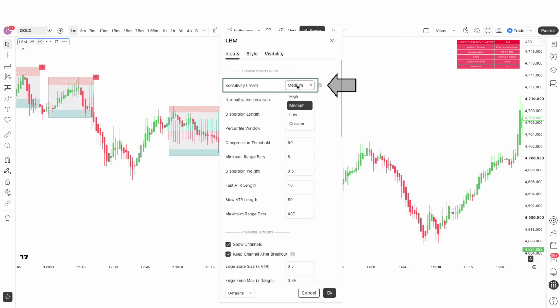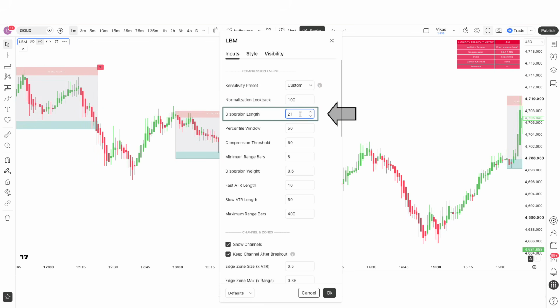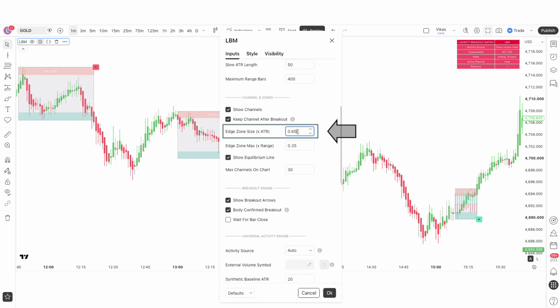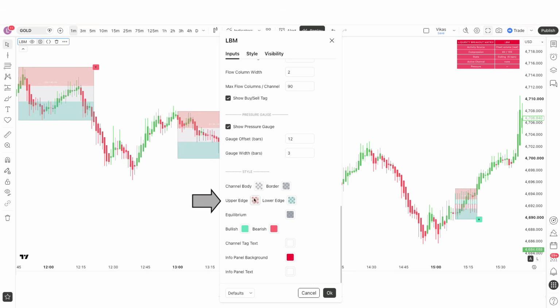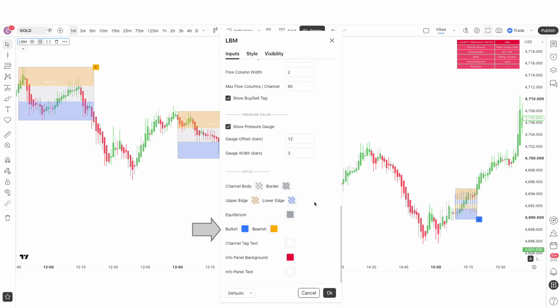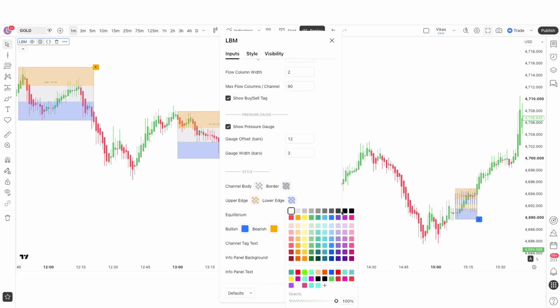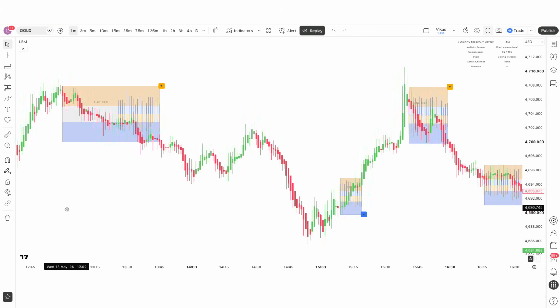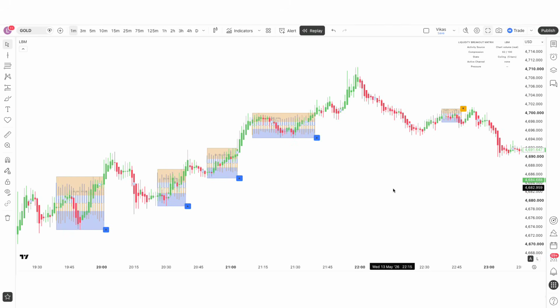First, change Sensitivity Preset from Medium to Custom, and after that change Dispersion Length from 14 to 22. After that change Fast ATR Length from 10 to 3, and change Edge Zone Size from 0.5 to 1.35, and then change the Upper Edge and Lower Edge Color to blue and orange, then change the Bullish and Bearish Color, and then the Text Color. Here everything is fine after that. Click OK. Now we'll add one more indicator to make this strategy more powerful.